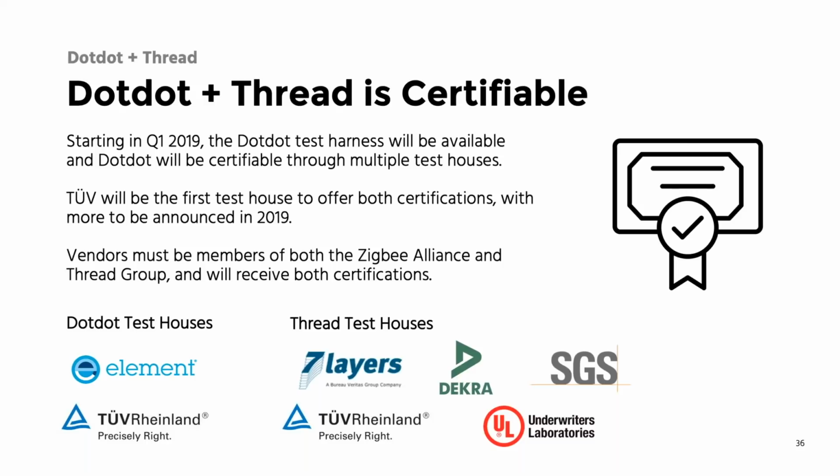So the ZigBee Alliance and Thread Group have been working together alongside our mutual test houses to ensure that there will be an ecosystem of certification houses able to offer a one-stop experience so that vendors can cut one check, sign one set of documents, and achieve both Thread and Dotdot certifications. So today, TUV is the first mutual certification house to offer both of these certifications, with more labs to be announced in the coming year. Vendors who wish to certify need to be members of both Thread and ZigBee organizations and will receive two certifications, one for Thread and one for Dotdot.